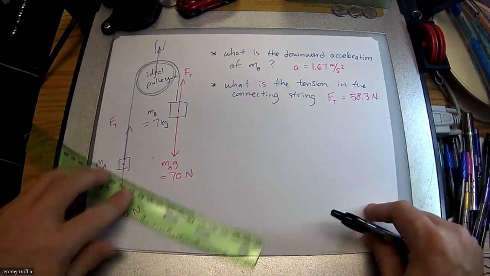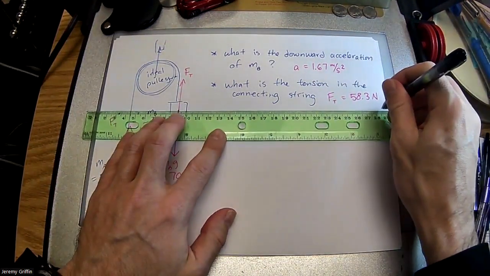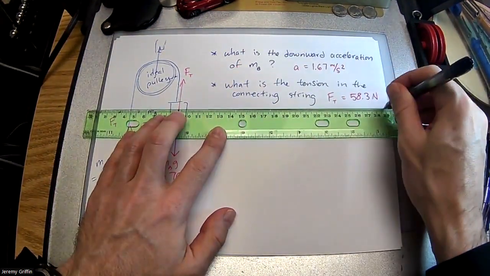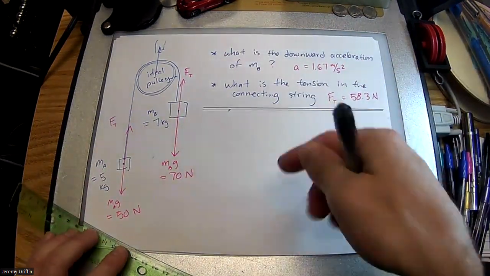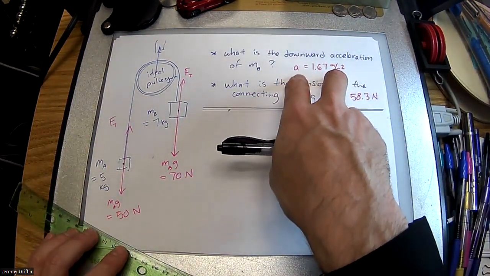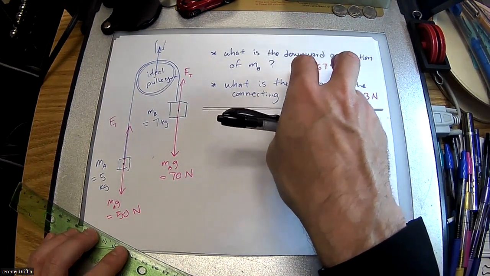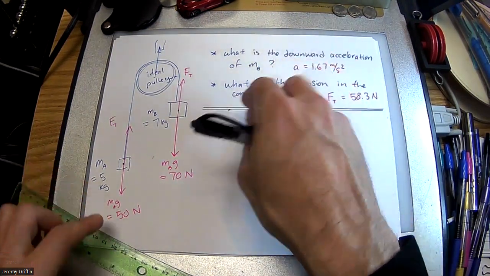Different textbooks or instructors will go about these questions differently. Sometimes they have you solve system equations and solve for the tension first. I always have you guys do a macroscopic approach, sometimes called a whole-systems approach. You get the acceleration of the whole system first.